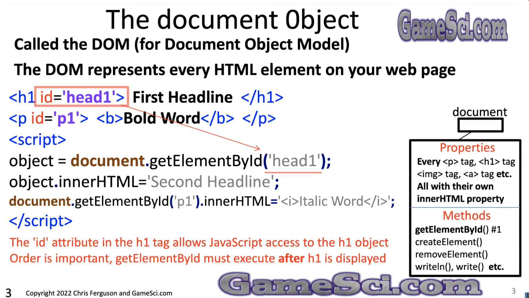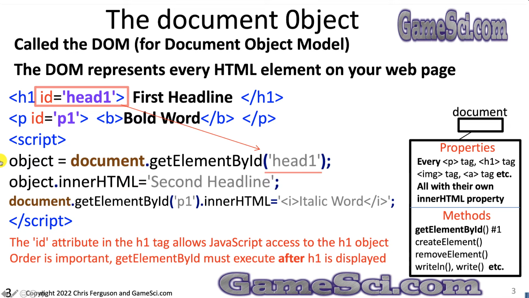So let's do a real example. I'll put in some HTML that represents a web page and see how this is accessed or interacts with the DOM, or the document object model. First up is an H1 tag, and notice how I set an ID equal to head1. It will allow me down in the JavaScript to access that tag. When I get element by ID head1, it will be accessing this H1 tag, or this H1 object in the DOM. The ID attribute in the H1 tag allows JavaScript access to the H1 object.